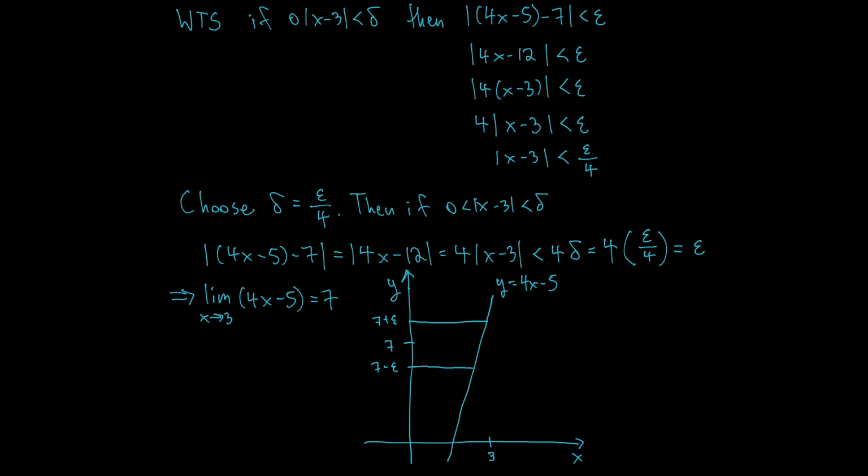Let's say I want to force these two conditions to hold. It should make sense that I can do that by going to the left some delta and going to the right some delta. And you can see that the delta interval is smaller than the epsilon interval, which makes sense. I'm dividing by 4.